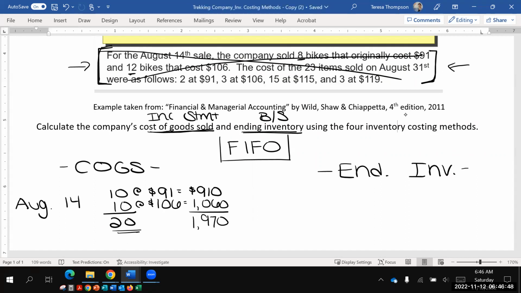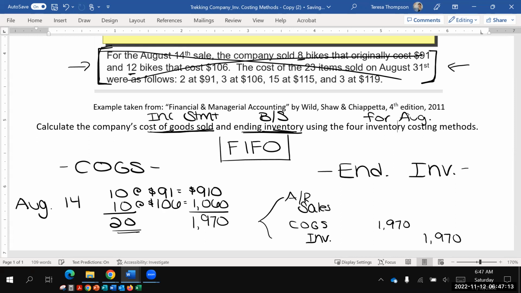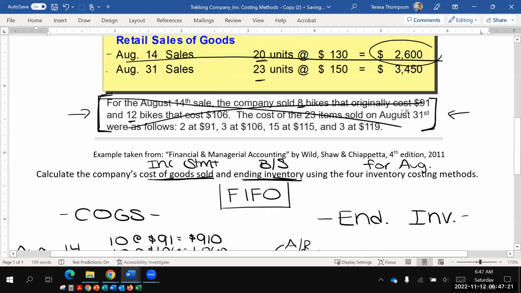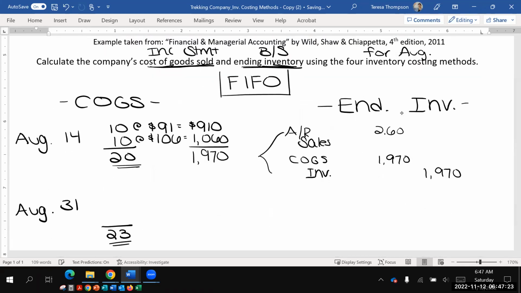Usually when they say calculate the company's cost of goods sold and ending inventory, they mean for the period, right? So it'll be for August. But now we know how much the cost of goods sold was for August 14th. So think back to chapter 6, when we did this journal entry, cost of goods sold and inventory. Now we know the amount would have been $19.70. We just calculated it. AR and sales revenue, that's given to us up here under the sales section. On August 14th, we charged a sales price of $2,600.